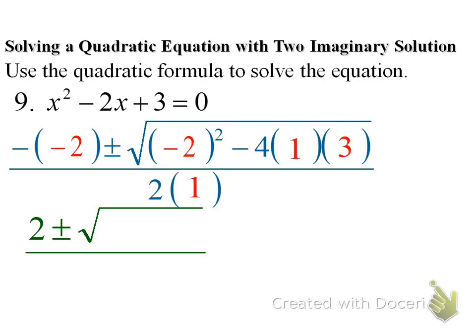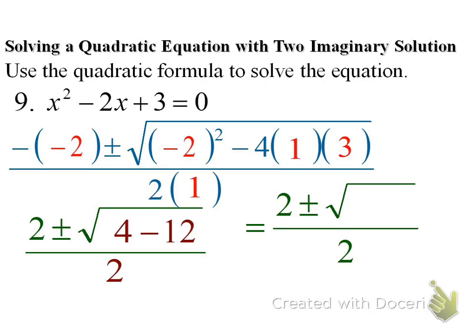Negative negative 2 is a positive 2, plus or minus 4 minus 12, all over 2. We're going to get negative square root of 8. Do you guys remember how the negative square root of 8 will simplify? I think we did it a couple times last week. If you forgot, you can do a factor tree. 2 and 4. 4 goes into 2 and 2. 2 square root of 2 would be how it would be if it was just 8, but the negative, you got to put an i in there.